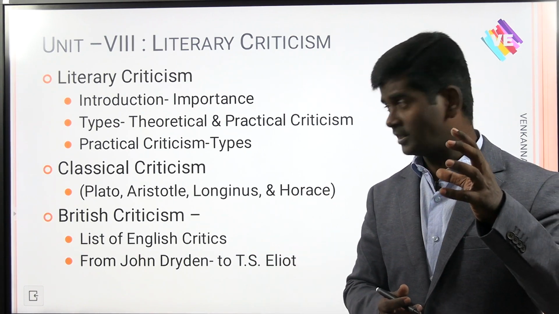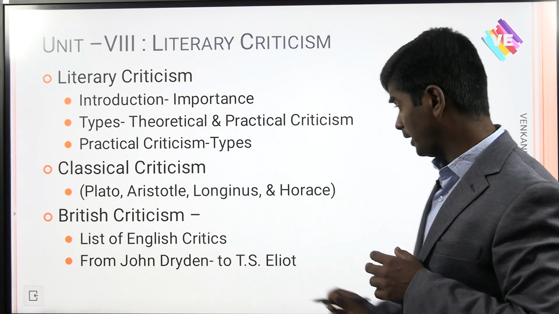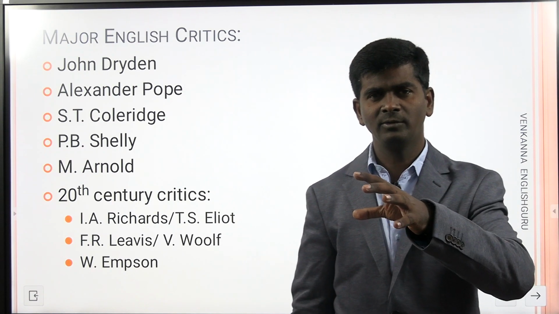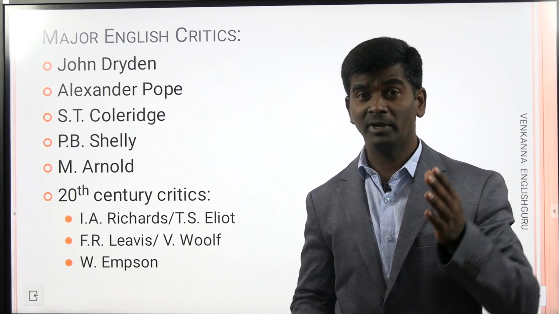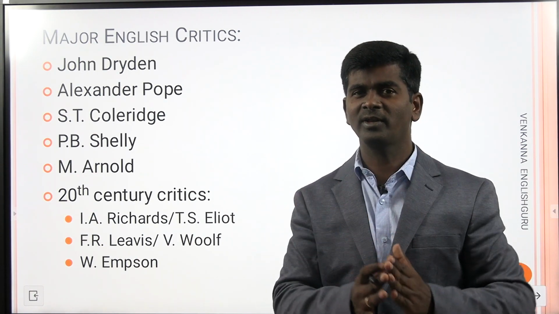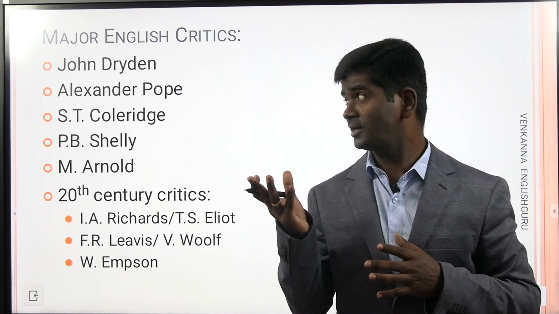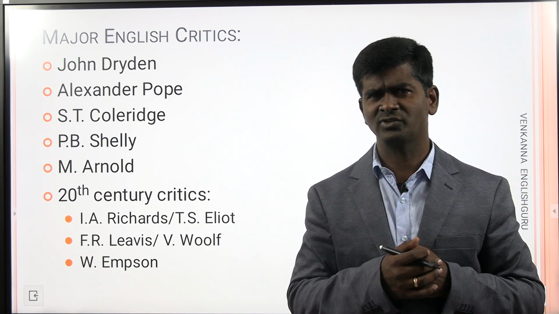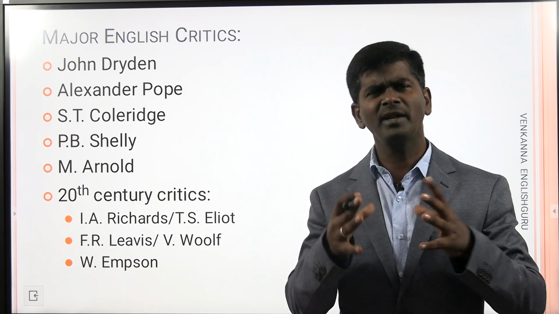British criticism, list of English critics from John Dryden to T.S. Eliot. There are plenty of English critics like John Dryden. And we talk about these writers with regard to poetry, drama, novel, fiction or short fiction, but at the same time you need to give a lot of priority to criticism. What are the critical devices that they have proposed? John Dryden, Alexander Pope, S.T. Coleridge. For example, every time there will be a bit based on fancy and imagination, willing suspension of disbelief, primary imagination, secondary imagination. There are plenty of bits.